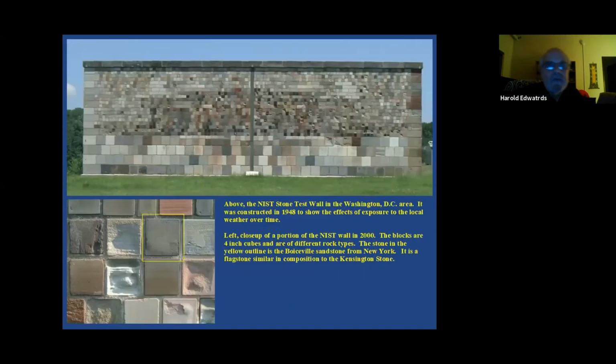A wonderful resource is this NIST stone wall in Washington, D.C. This was constructed in 1948 of hundreds of stones. They're igneous stones, sedimentary stones, metamorphic stones, but I want to focus on some sandstones that are in this enlargement of part of the wall.